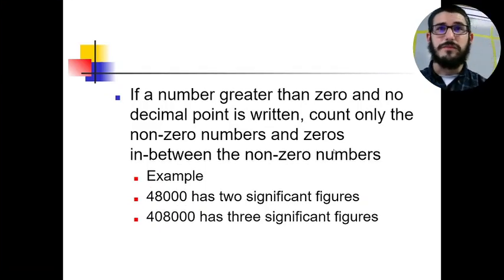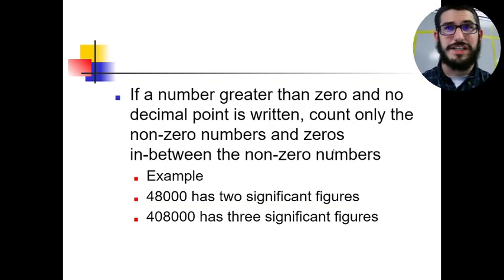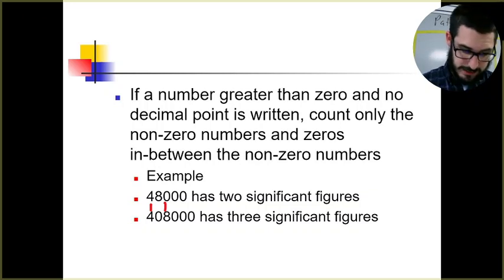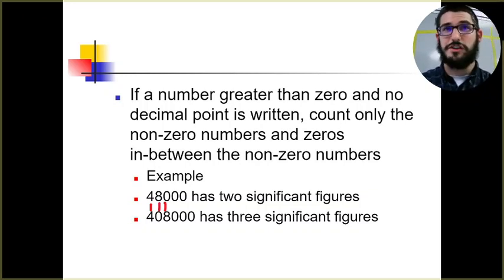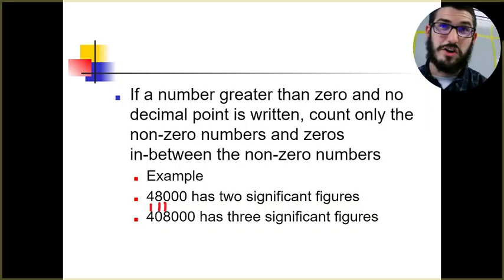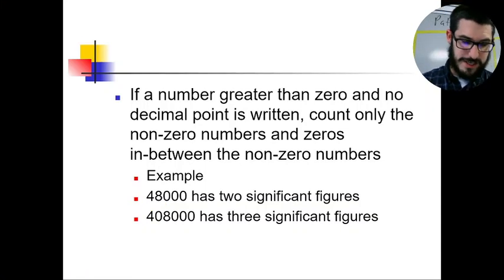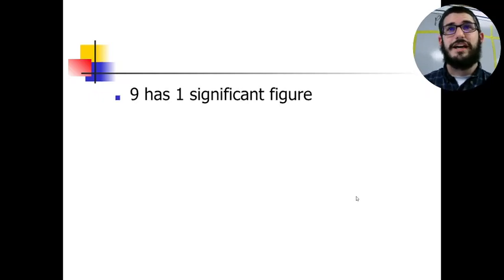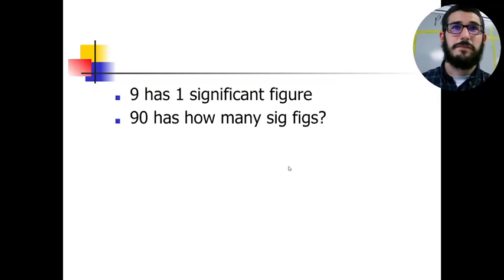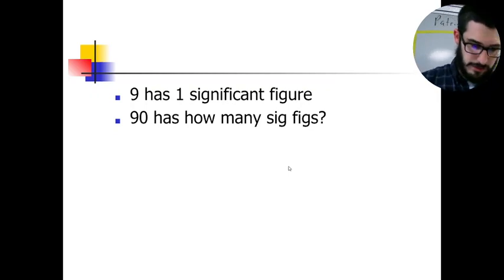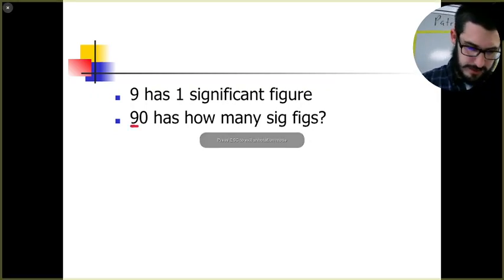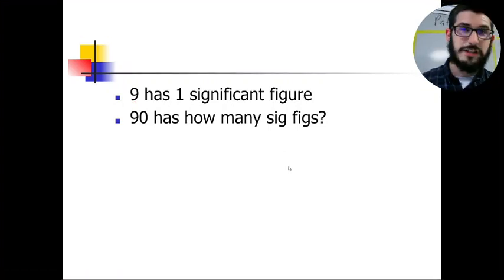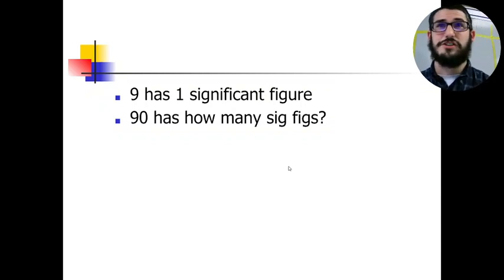Then 408,000 has 3 significant digits because these are non-zero, and the 0 between them is trapped, so it's also a significant digit. None of the others are, so that's 3 significant digits. Then 9 has a single significant digit. 90, so we check. It's got the first non-zero, and then everything after it, because there's no decimal, is no more significant digits, so only 1.